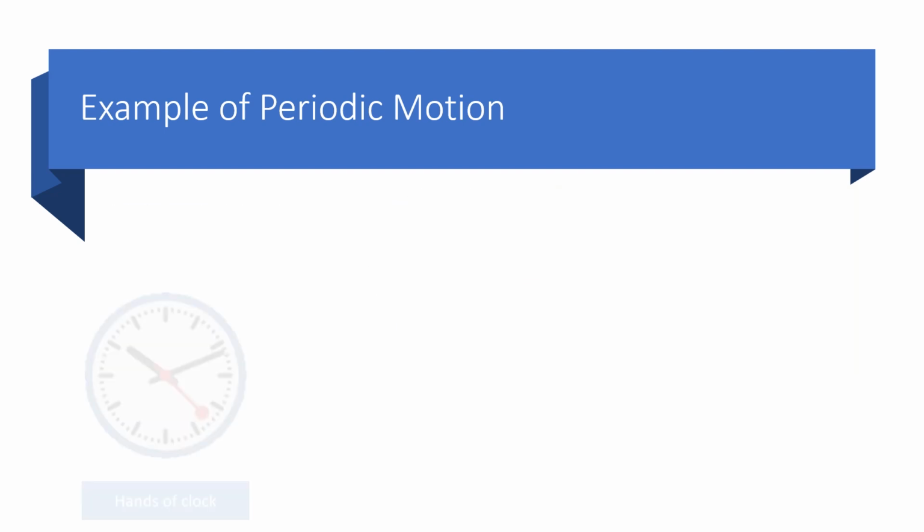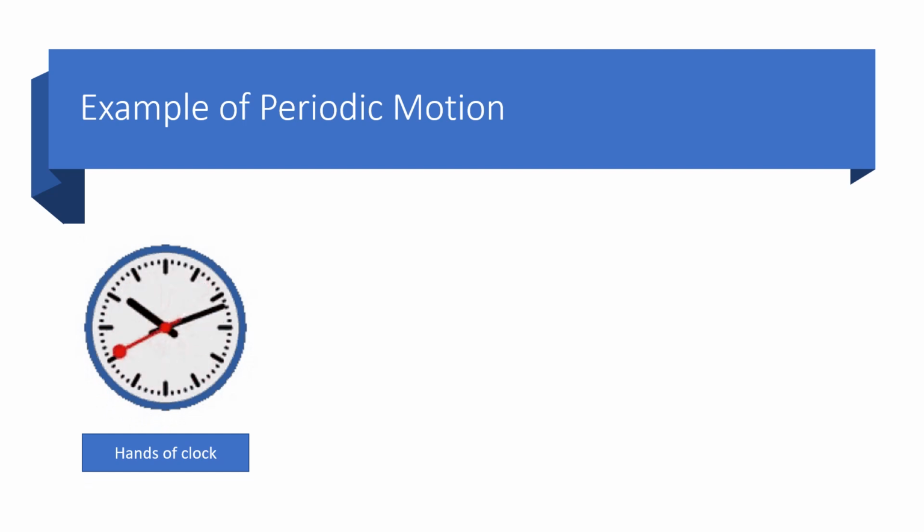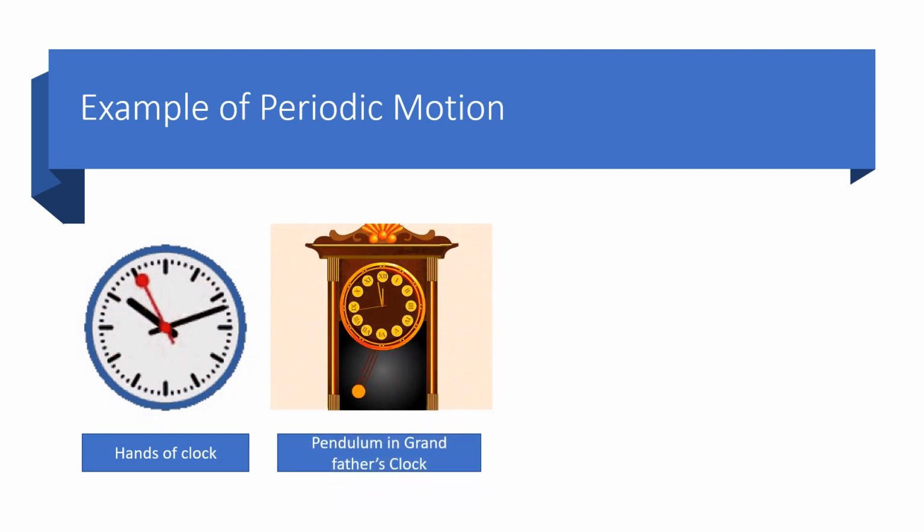Another example of periodic motion is the hands of the clock. Another one is the pendulum in a grandfather clock. So this one is an example of a grandfather clock. The periodic motion in this example is the pendulum here. This pendulum moves in a regular, repetitive interval manner. So it has a pattern of movement. So it is also considered periodic motion.